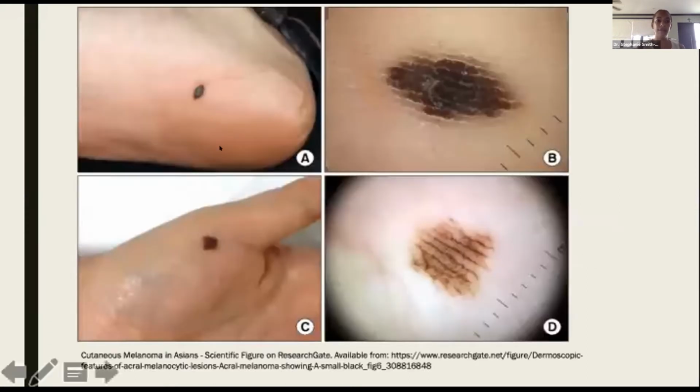So here we have the clinical photos in A and C. In picture A, this is actually an acral melanoma. So what we're seeing, these are our dermoscopic views in pictures B and D. And what we're seeing here is a parallel ridge pattern on dermoscopy. So you can see that the pigment is more defined in the ridges.